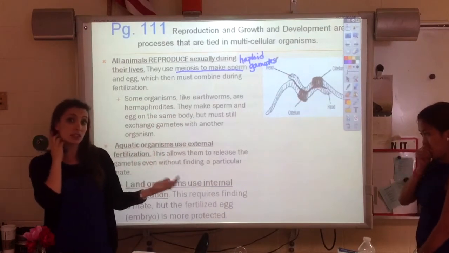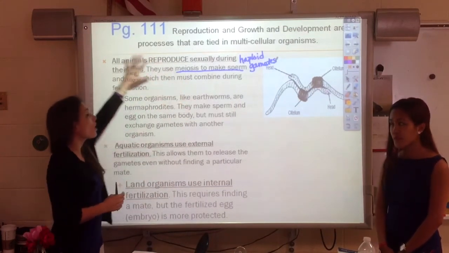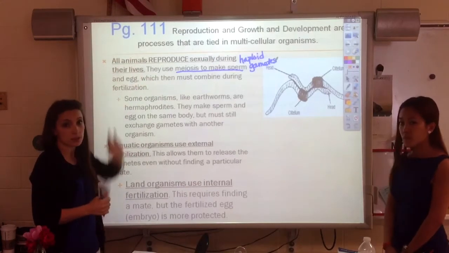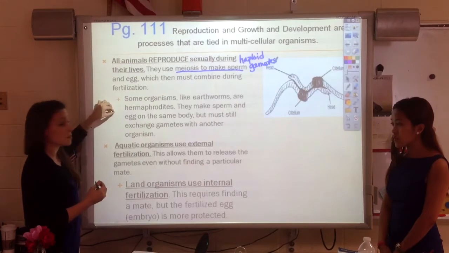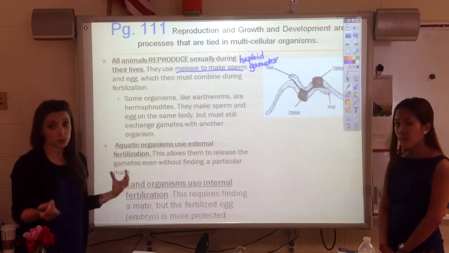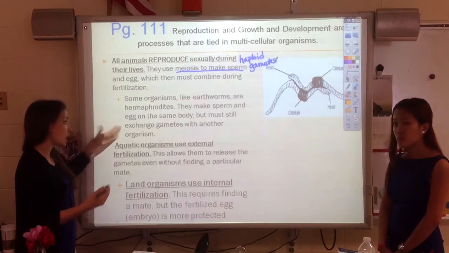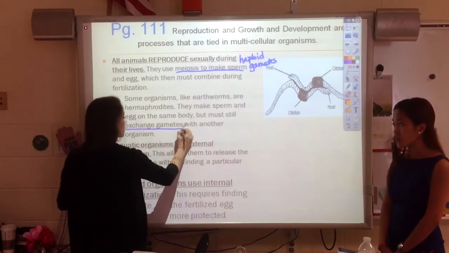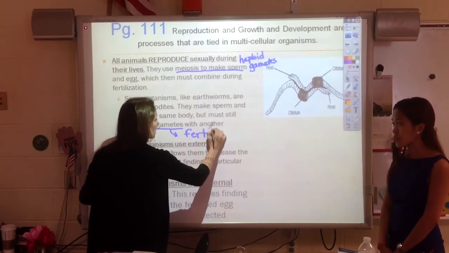So anytime you see sperm and egg or gamete or haploid or meiosis, all of those are words that go together with sexual reproduction. Keep in mind, making a sperm and egg isn't sexual reproduction. That's just making a haploid cell. You still have to exchange gametes, and the exchange of gametes is really called fertilization.